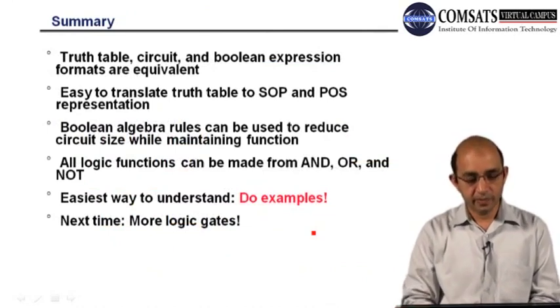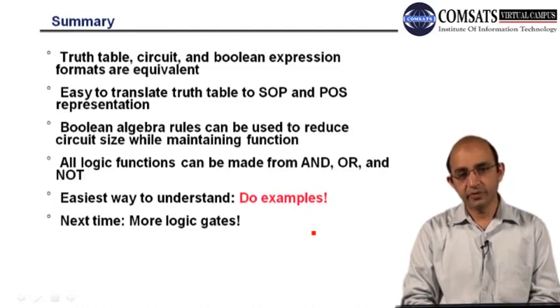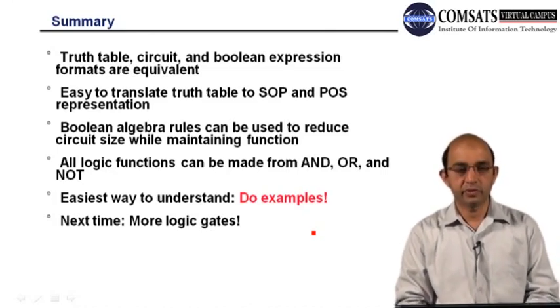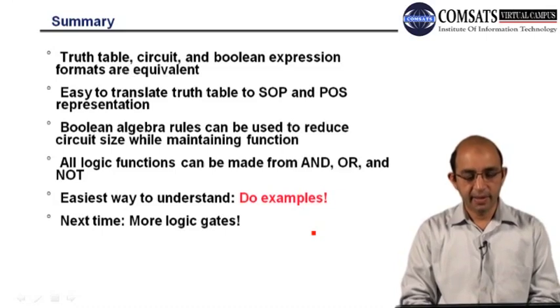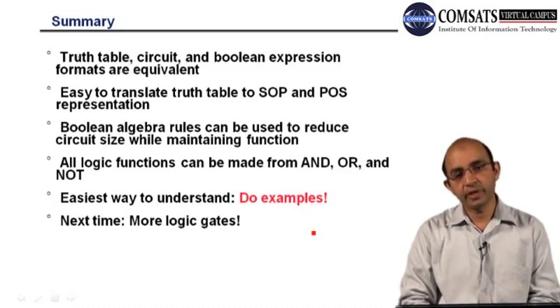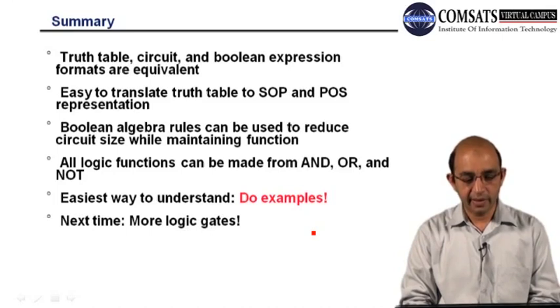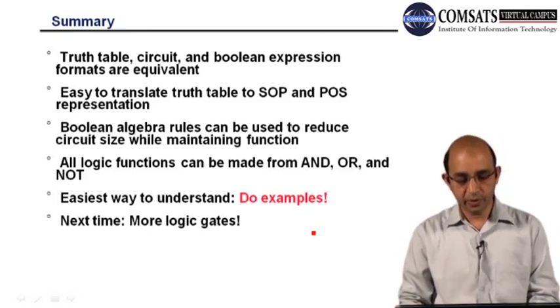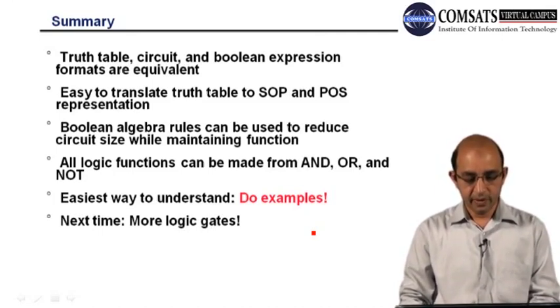So this is the summary, and this is all about today's lecture. Today we have discussed truth tables and how we can move from a truth table to a circuitry, or from a circuitry to a truth table, from a Boolean expression to a truth table, and from a Boolean expression to a circuitry. We have studied sum of products and product of sums, using min terms and max terms. Then how we can reduce the number of gates, and the functions that can be made from AND, OR, and NOT.